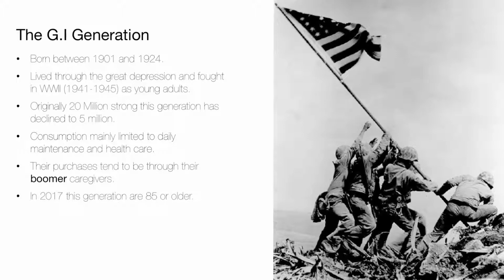So the first one we're looking at is the GI generation, born between 1901 and 1924. They lived through the Great Depression and fought in World War II as young adults. Originally 20 million strong, this generation has declined to less than 5 million now. Consumption is mainly limited to daily maintenance and healthcare. Their purchases tend to be through their boomer caregivers. In 2017, this generation are 85 years or older.